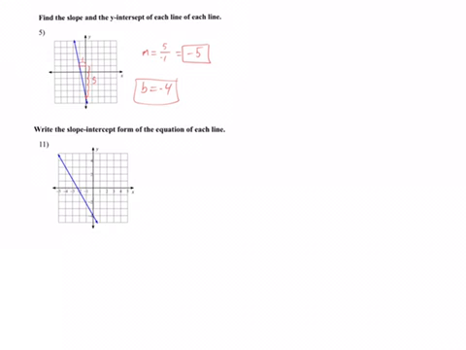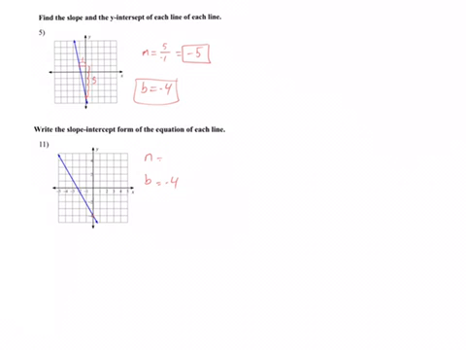Now, this one kind of combines the first one that we did and the one we just did. It says write the slope-intercept form of the equation of the line. So I need to do what I just did. I need to find the slope, and I need to find the y-intercept, and then I need to take that and write an equation. So again, the y-intercept is down here, negative 4. It's not always negative 4, it just happened to be in these two.